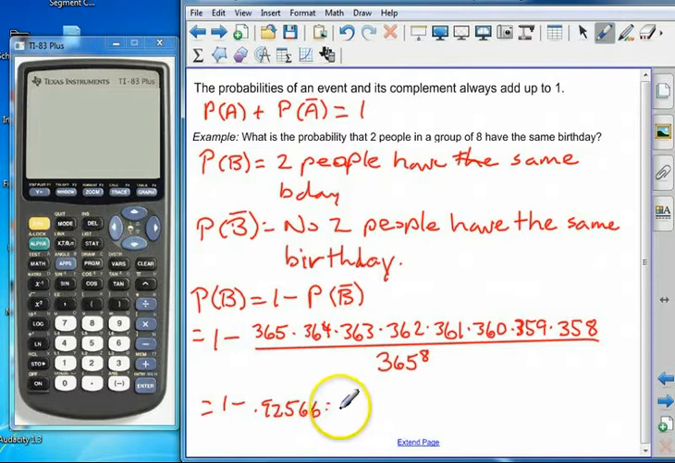0.92566, which is equal to 0.074, which is about a 7.4% chance that two people in a group of 8 have the same birthday.